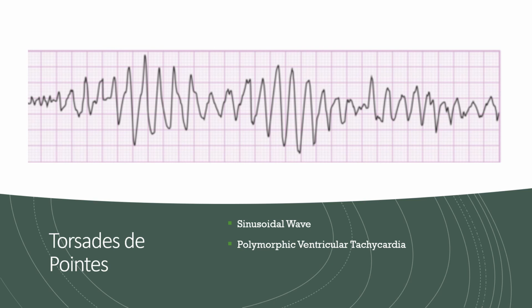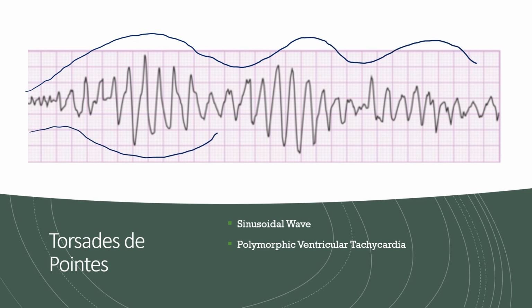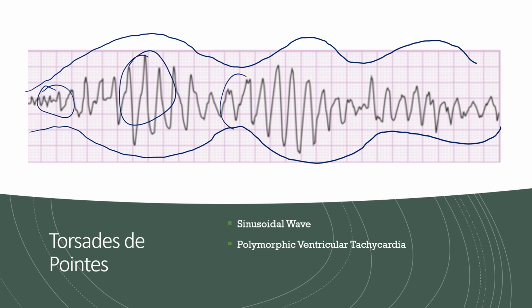And I'm going to get to my pen for a second and show you. So what happens is we get this polymorphic sinusoidal wave of electrical activity. It looks like this. And so it's a sinusoidal wave of ventricular tachycardia that's polymorphic, meaning that this doesn't look like this, that doesn't look like this, that doesn't look like this. So it keeps changing, but it has this sinusoidal wave throughout it.